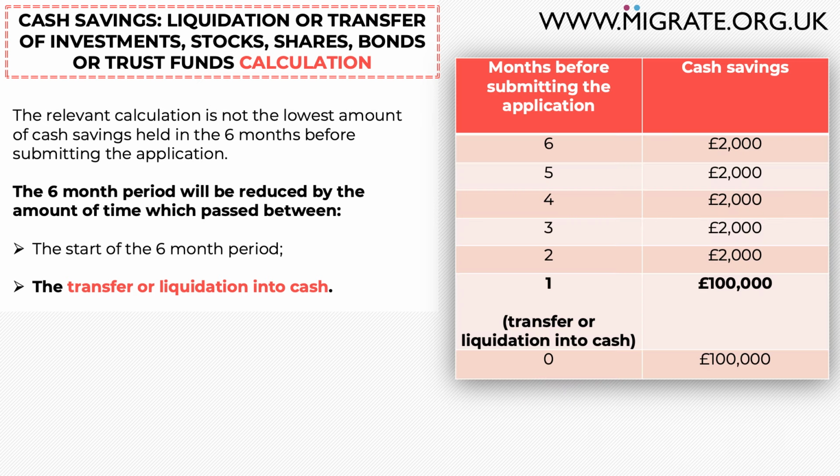So, for example, if a stock portfolio, which was held for longer than 6 months before submitting the application, was sold 1 month before submitting the application, to rely on the cash savings from the stock portfolio, you will only technically be required to provide personal bank or savings statements that cover the 1 month before submitting the application.